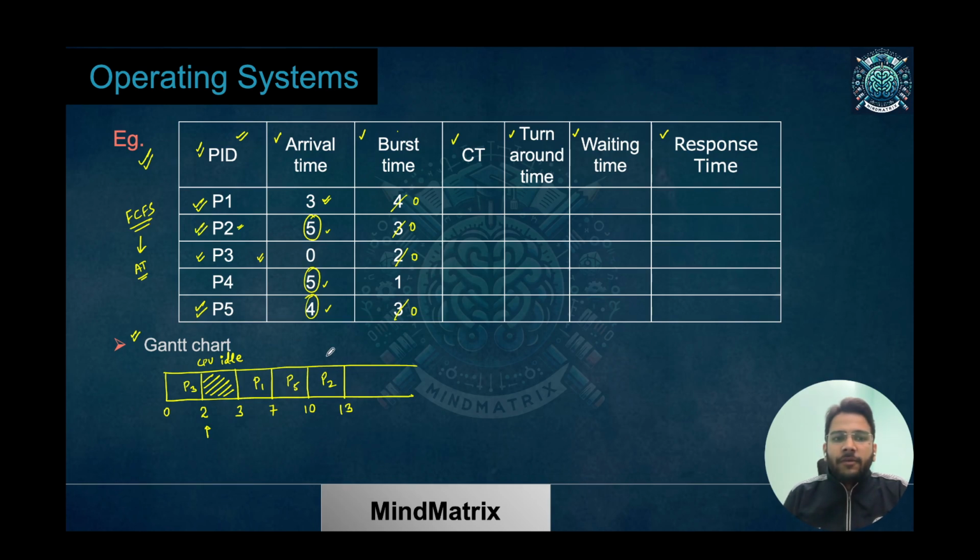Now it's time for P4 because P4 is the only remaining process in the ready queue. We can schedule it now, for 1 unit of time. So 13 plus 1, that is going to be 14. So all the processes have completed their execution. Now what is the completion time? CT means completion time.